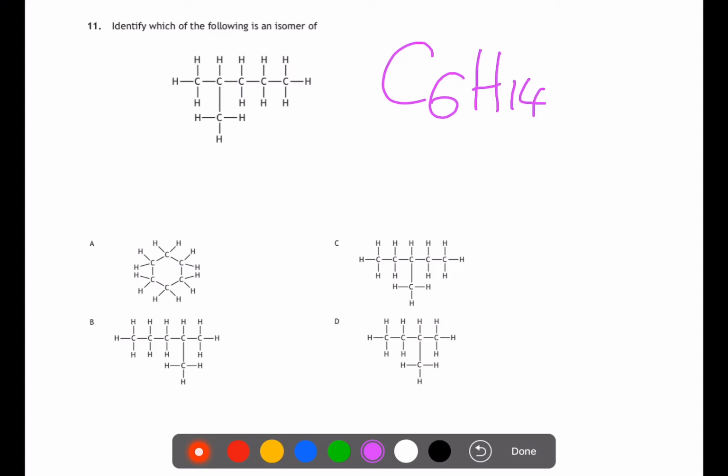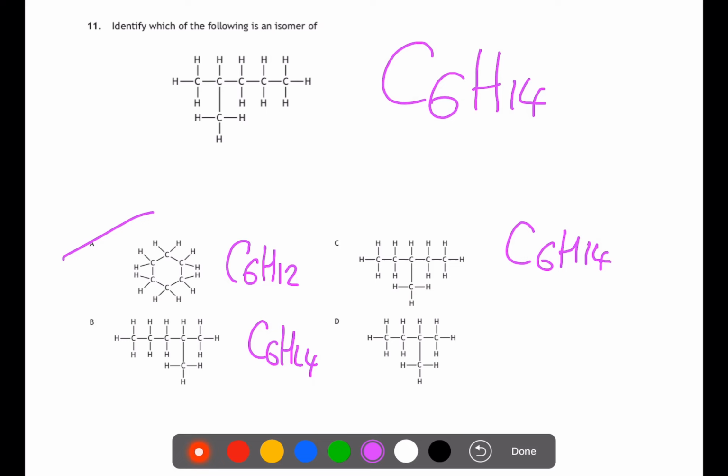So for A, we have C6H12, so this cannot be an isomer. For B, we have C6H14, so a possible isomer. C is also C6H14, a possible isomer. And D is C5H12, so not an isomer. So now looking at B and C and looking at the structure. Another way that we can check isomers is to name the structure. So all isomers will have different names.